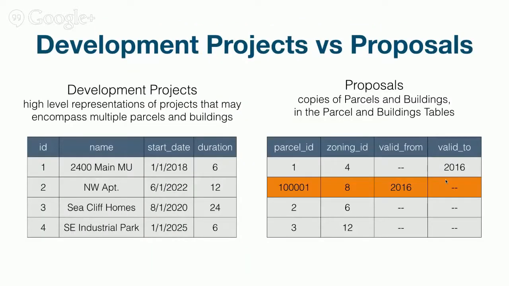And you've also heard Jason and Carlos talk a lot about proposals. So a development project is a site scale summary of a project. Each record in the development projects table is a different project with a different start date, and all of its attributes are just a summary, whereas proposals in the UrbanCanvas schema are copies of parcels and buildings that you can then apply changes to. So, for example, in orange you see an example of a proposal. We've selected parcel ID number 1 and changed the zoning ID, and that change to the zoning ID is effective from 2016 forward.